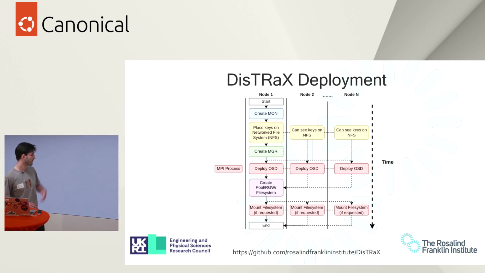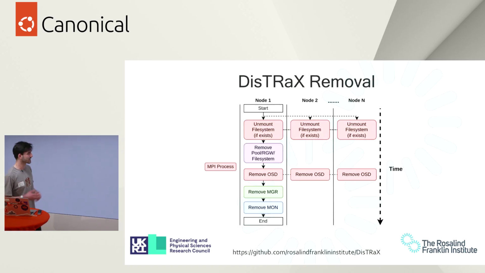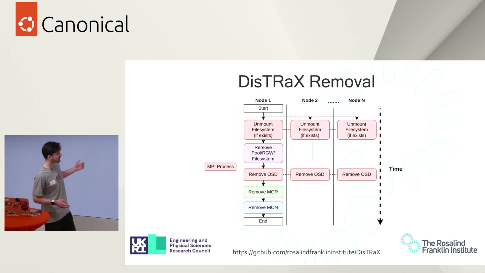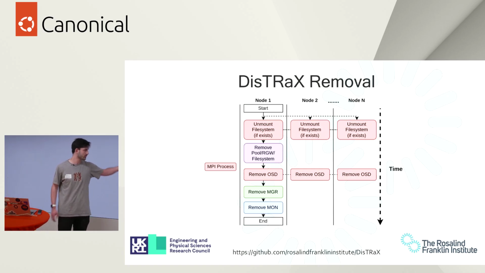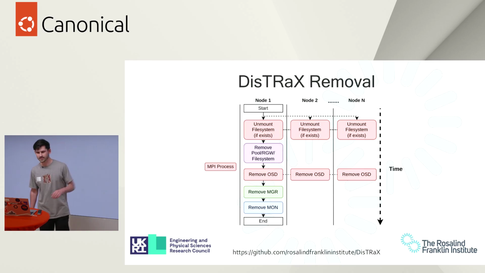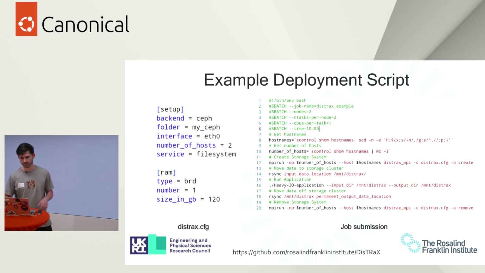It's efficient. We then create a pool, a gateway, or a file system, and then mount if requested. And then essentially the removal is the same kind of process. We unmount a file system. In parallel, we remove the pool, gateway, and file system. The OSDs again, the manager, the mon.